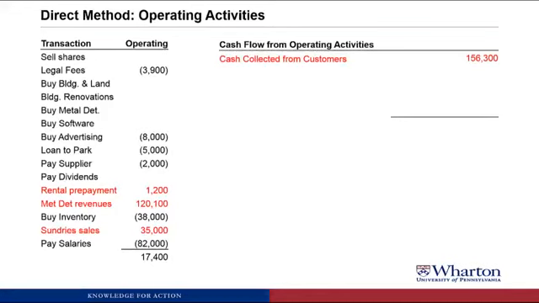So first I'm going to take all the cash we collected from customers. We received cash on the rental prepayment from the Penn Antiquities Club, the revenues that came in cash from metal detector rentals, and then the $35,000 of cash from the sundry sales. You add that together and we have cash collected from customers totaling $156,300.